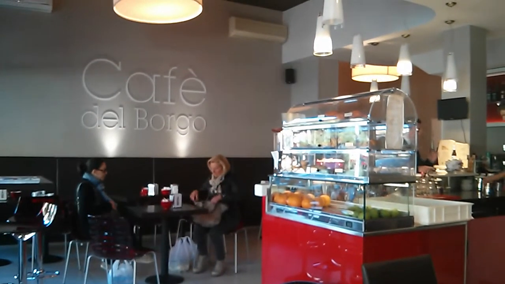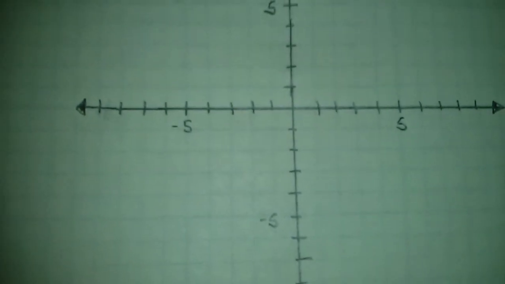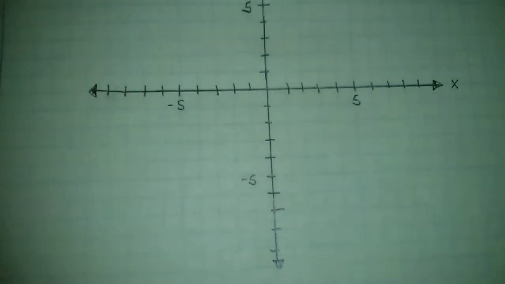A little blurry. Okay, here we are. I have a question here. We're at an Italian cafe. We have a question in 3.1. Hopefully you can hear me. It's a little loud in here.